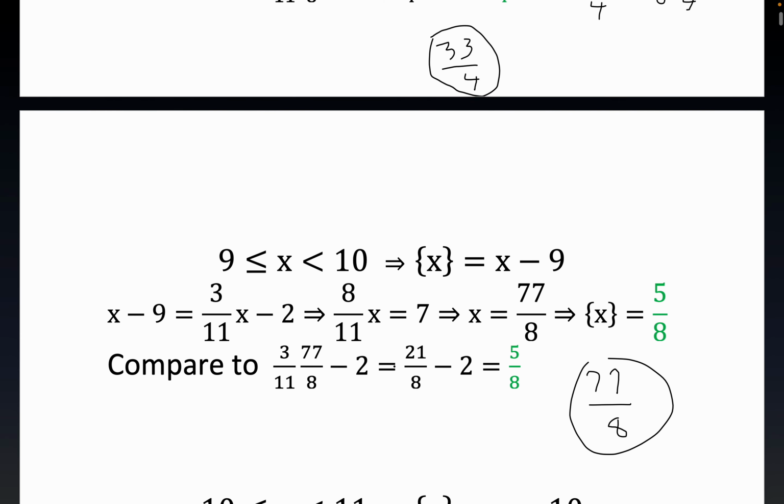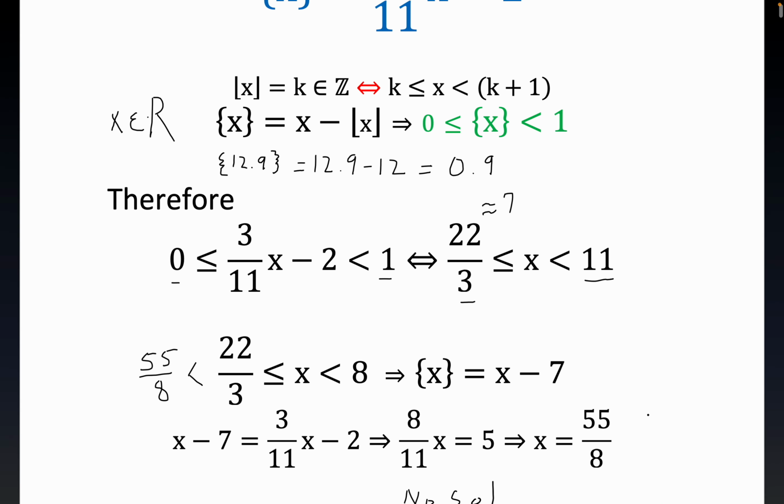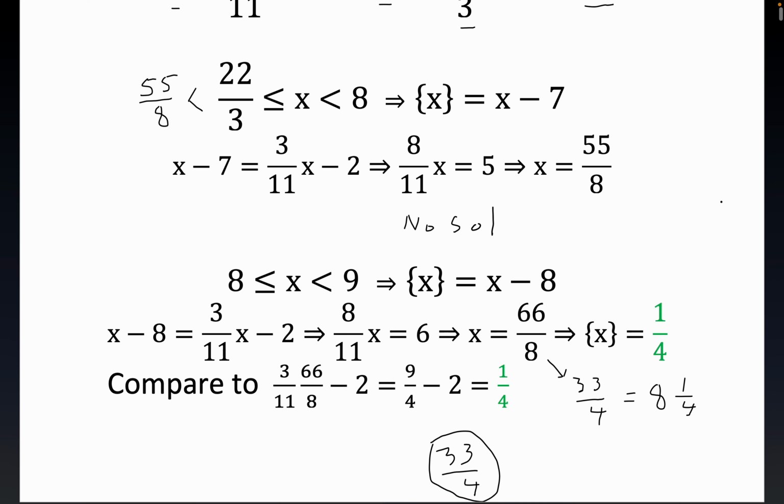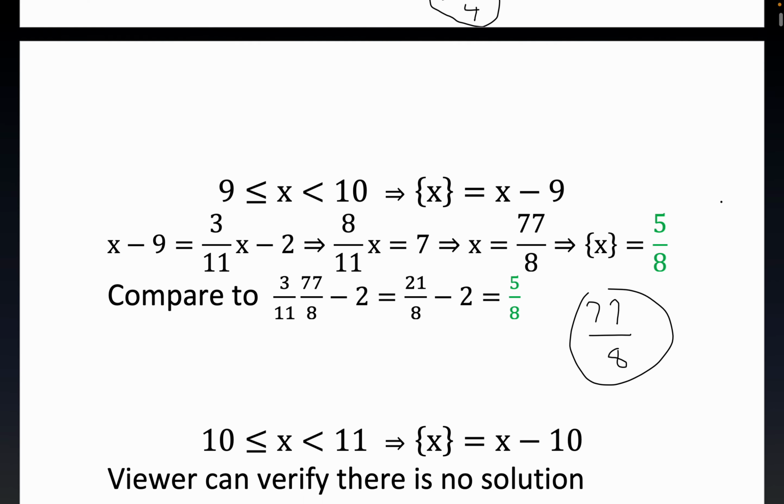These circled answers, 33 over 4, 77 over 8. Let me write it down up here if I can remember it. So the solutions are x equals 33 over 4. Notice there's a clash with the solution set notation here, so I'm just going to write it like this: 77 over 8. Okay, so there we go. 33 over 4. Let me check again. Let's see, is that what it was? 33 over 4 and 77 over 8.